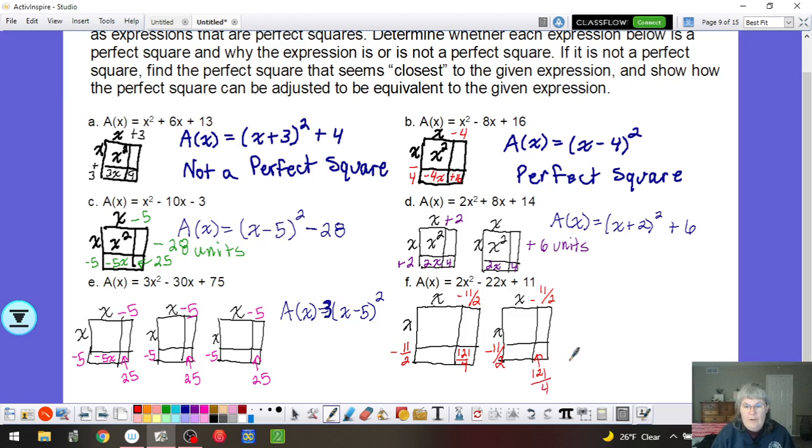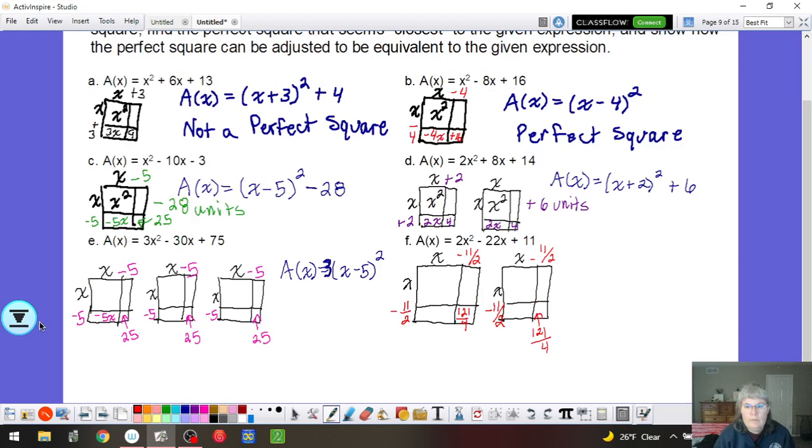Now, I need to find out how much that is total. So 121 over 4 added to 121 over 4 is going to be 242 over 4, which simplifies to 121 over 2, because 2 goes into both 242 and 4. So I need to find out if I have more than enough, or if I don't have enough to meet this 11.